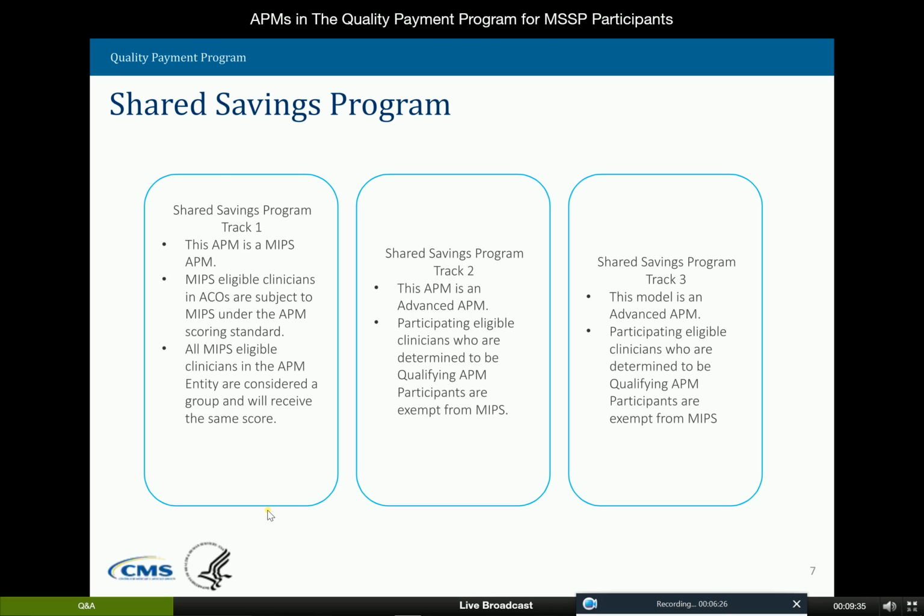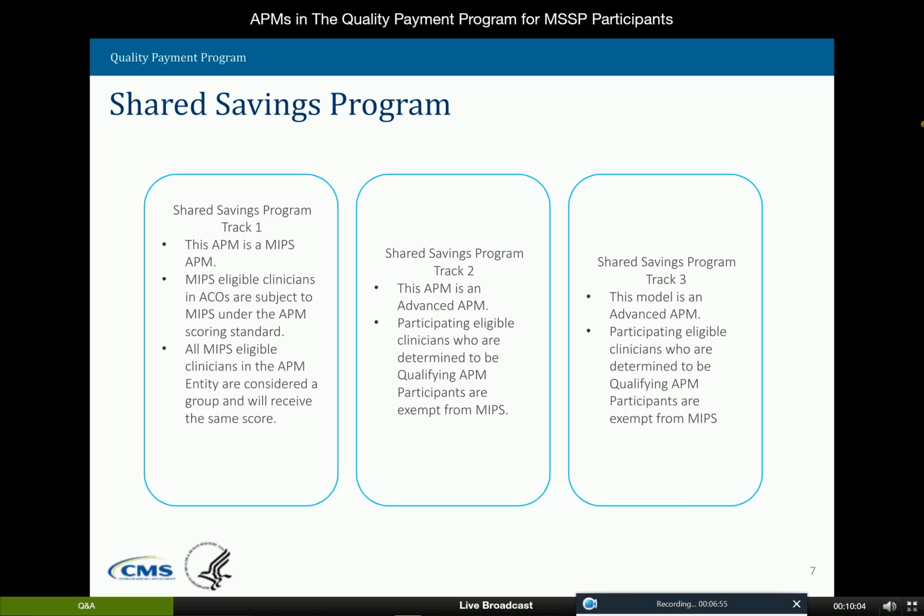So track 1 is considered a MIPS APM, and again, we'll talk about these definitions a little bit later, but track 1 participants will be participating in MIPS, so it'll be in that MIPS track of the Quality Payment Program. However, we have a special scoring standard that will apply to those participants so that we have a relatively seamless and low-burden transition into MIPS rather than having them as two separate programs.